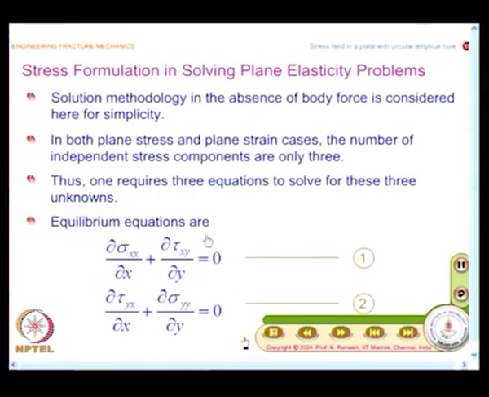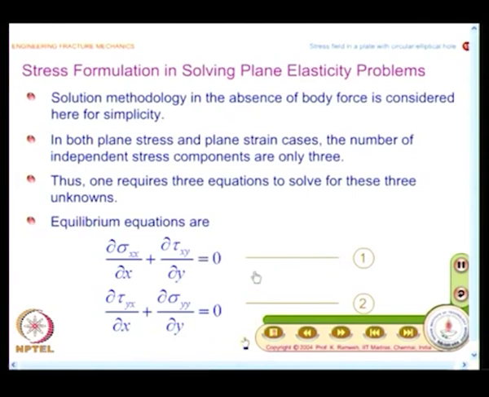You have the equilibrium equations, they are very famous, and mind you, we have already said that we are not going to consider body forces. So, the equations reduce to dou sigma xx divided by dou x plus dou tau xy divided by dou y equal to 0, and dou tau yx divided by dou x plus dou sigma yy divided by dou y equal to 0.